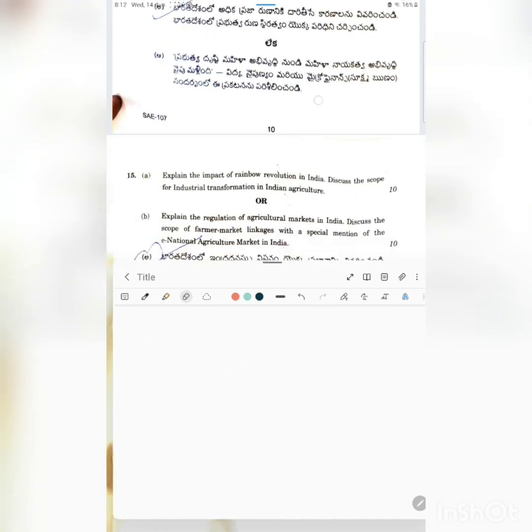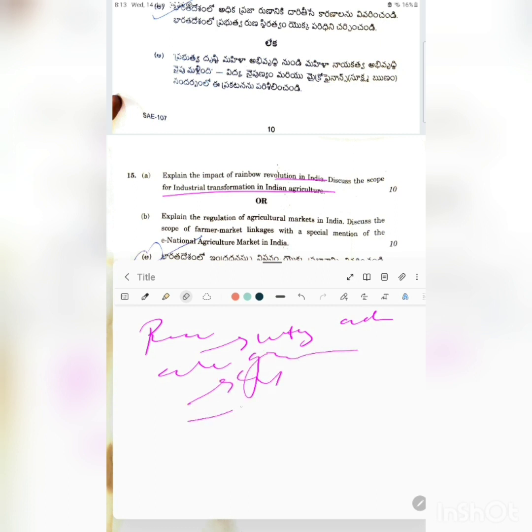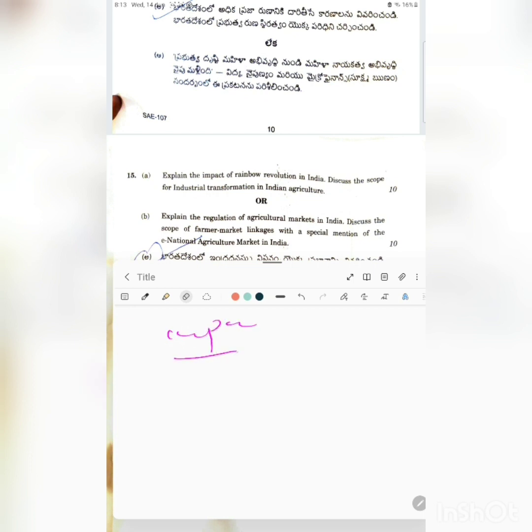Second is: explain the impact of the rainbow revolution in India and discuss the scope of industrial transformation in Indian agriculture. Again, the rainbow revolution refers to the integration of all kinds of agricultural revolutions that happened in India. For example, you can have green revolution, white revolution, pink revolution, red revolution, golden revolution, and all those things in terms of the rainbow revolution. And as far as impact is concerned, always talk about impact in terms of production, productivity, nutrition, food security, and high exports.